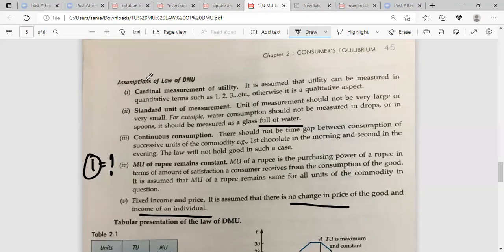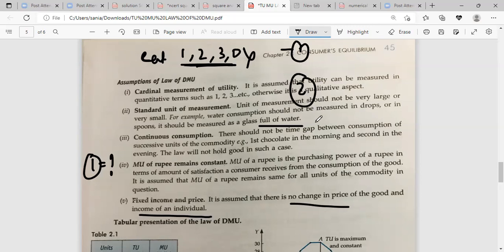Yes, ma'am, but can you explain continuous consumption again? Yeah, continuous consumption is, for example, you are eating right now. Say you were hungry, you ate the first chapati, then the second chapati, then the third chapati, like this. And you said, ma'am, after the third chapati I won't be eating more, right? Here, after three, you got the maximum satisfaction. But for example, you ate one chapati in the morning, then the second chapati in the afternoon, then the third chapati at night, and after 12 o'clock you are saying, ma'am, I want to eat four chapati.